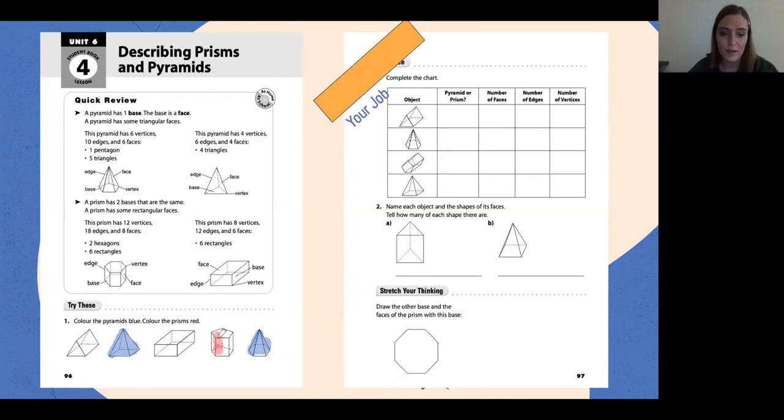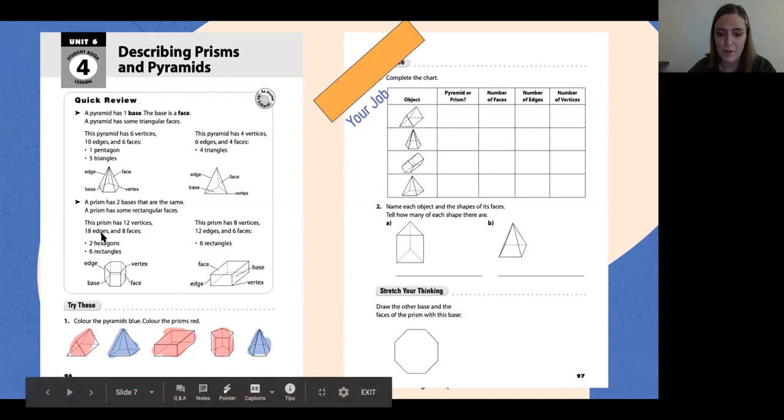other ones red because the rest of them are my prisms. You would probably do a better job of coloring if you had to do this page, but I'm just doing it quickly on the computer. So your job for pyramids and prisms is just page 97.